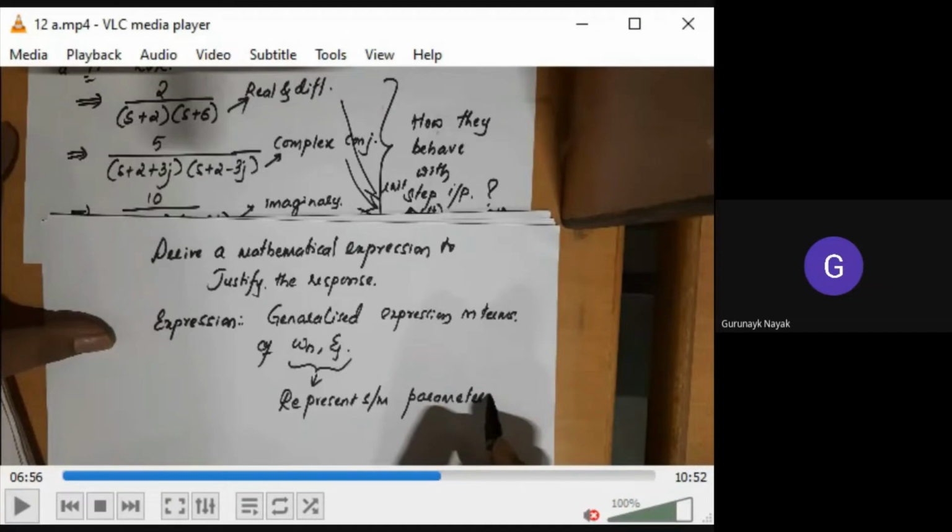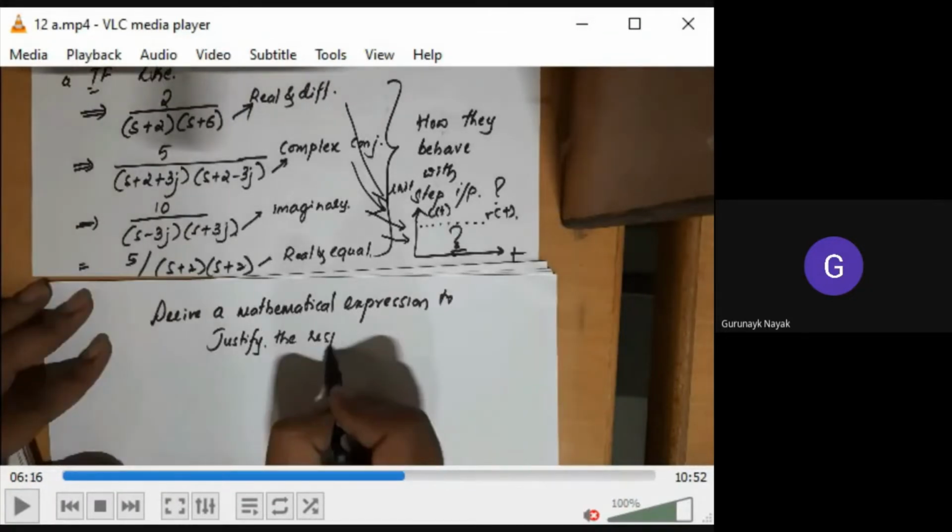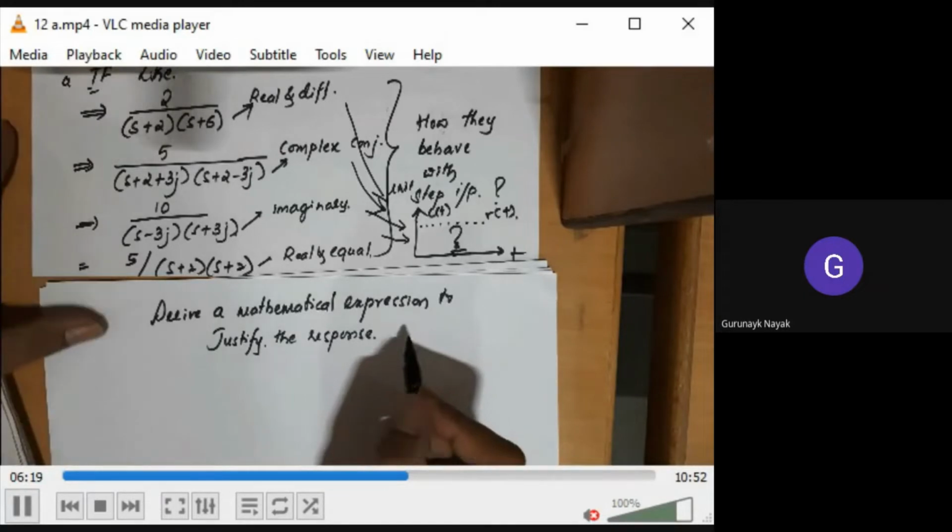So we want to know the response of the system in all these four cases. What we need to do is derive a mathematical expression to justify this response. Let us see how the response will be for these four scenarios. What one can do to get the response of these four types of system is apply inverse Laplace to each of these transfer functions. Then you can derive the expression for C of t. So let me go in depth.